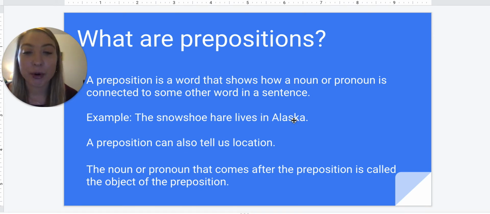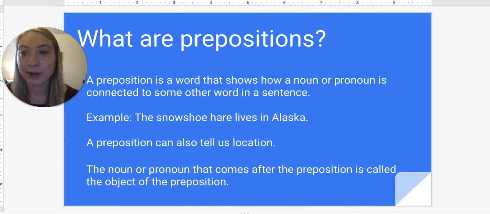The noun or pronoun that comes after the preposition is called the object of the preposition. And the object of the preposition is always going to be a noun or a pronoun. So here, our preposition is in, and then our noun is Alaska. And we see it has a capital A, which means it's a proper noun. It's the name of a state. So this is our preposition and our object of the preposition.